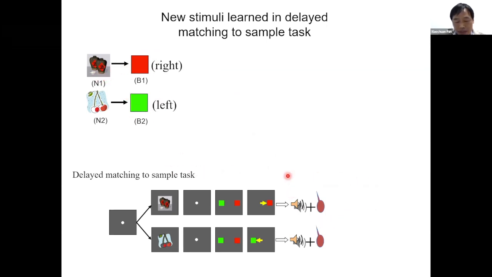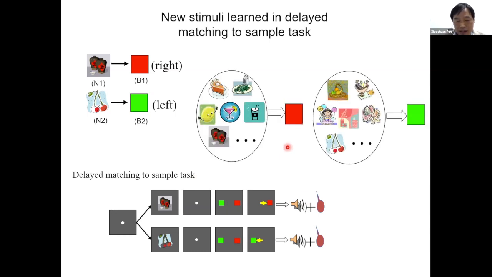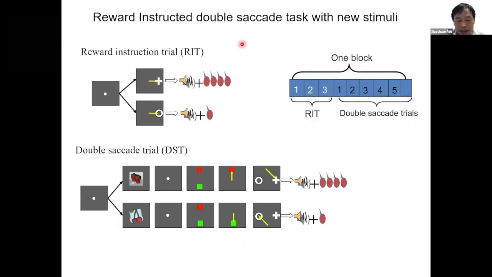During this learning period, we used a symmetrical reward schedule. So after learning, there is no asymmetrical reward information associated with the new stimuli at this point. We let the monkey learn a group of stimuli associated with B1, and another group of stimuli associated with B2. Now, in the double saccade trial, newly learned stimuli are presented as the first cue.